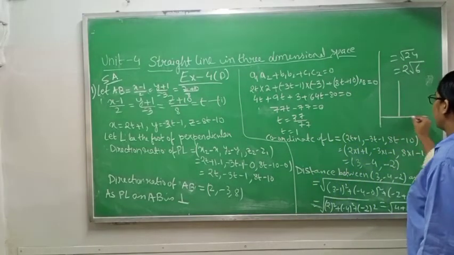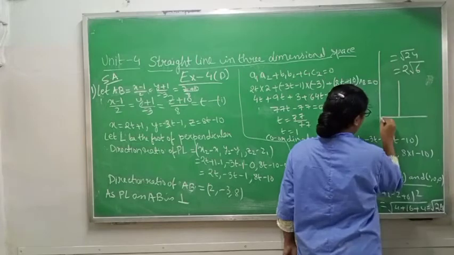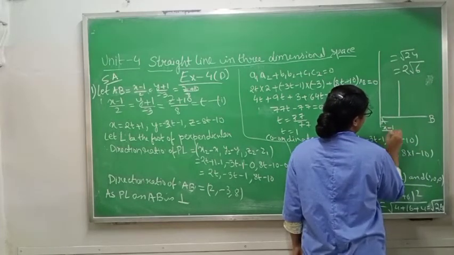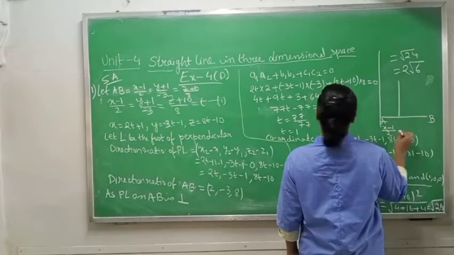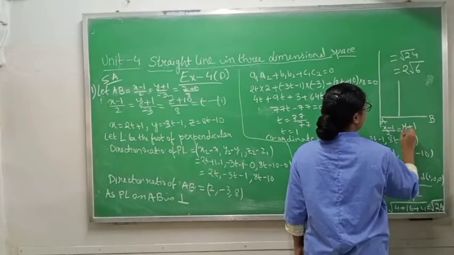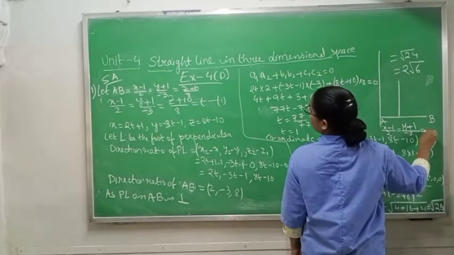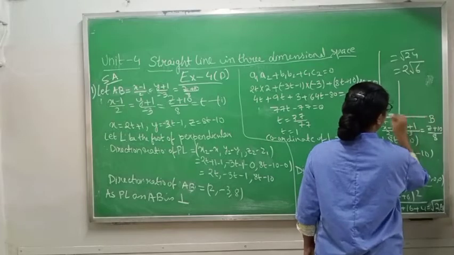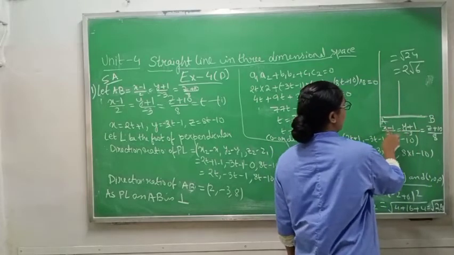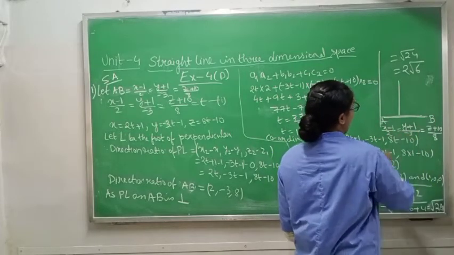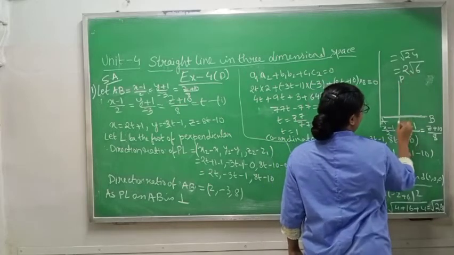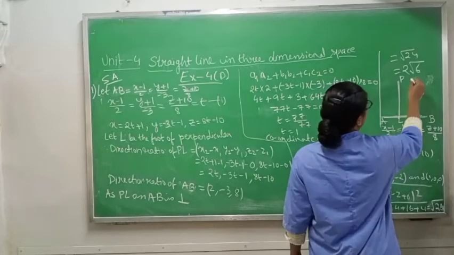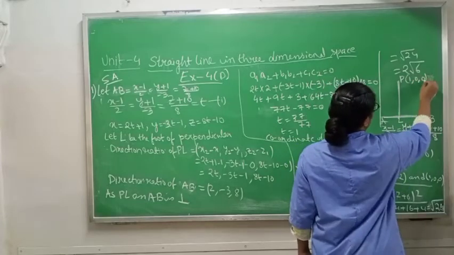Suppose that this is a line, and the line equation is given as, I am writing AB as the line name, and the equation is (x minus 1)/2, then (y plus 1)/minus 3, then (z plus 10)/8. This is a line, okay? And suppose that this is any point and L is the perpendicular. This foot is L, okay? And P is given (1, 0, 0).